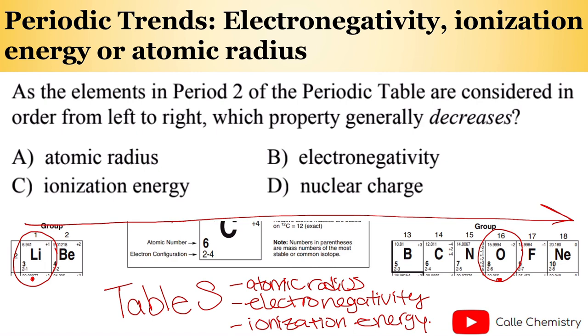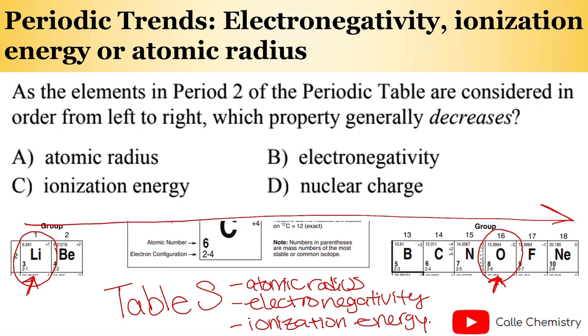If you go to Table S, I want you to look at the atomic radius of lithium and the atomic radius of oxygen. Then you're going to look at the electronegativity of lithium as well, and the electronegativity of oxygen. And finally, the ionization energy of lithium and the ionization energy of oxygen. You're going to compare those numbers and see which one decreases, because only one of them decreases.